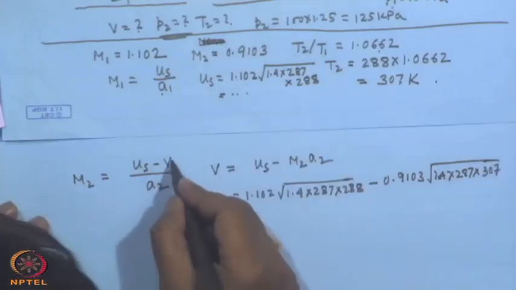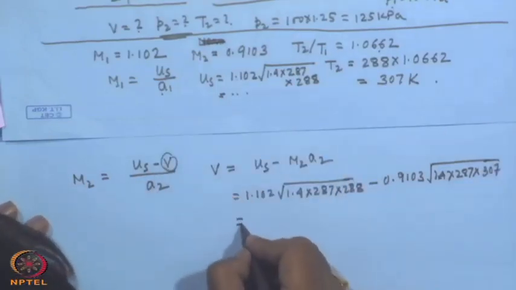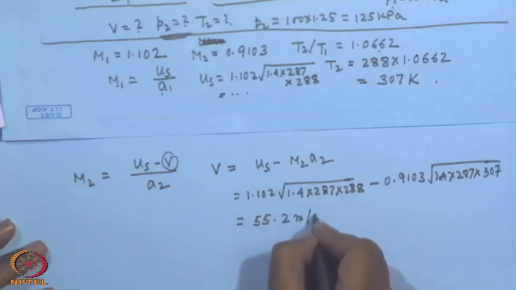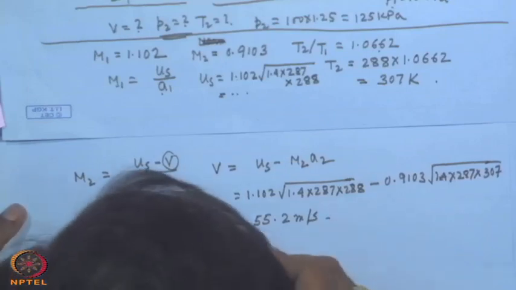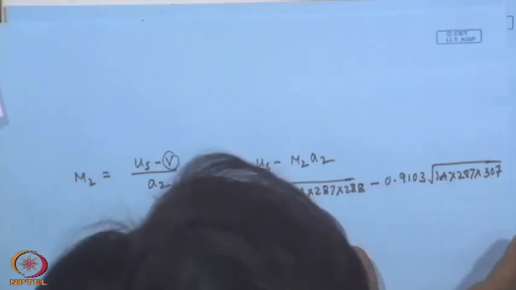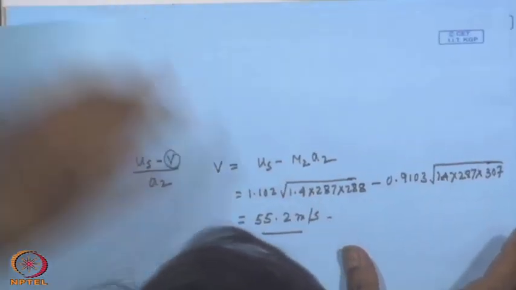So the most important parameter is this. We want to know this. This comes out to be 55.2 as far as this calculation is concerned. This is the answer. So this is a straight use of the formula which we derived, the analysis which we have made for a moving shock.